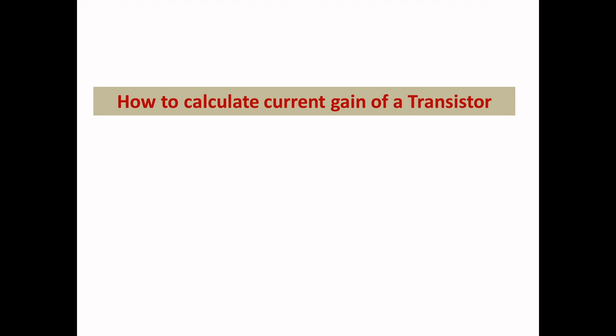Today we will see how to calculate the current gain of a transistor. Do you know what we mean by current gain? The current gain is the ratio of output current to input current. So we have three configurations: common emitter, common collector, and common base.